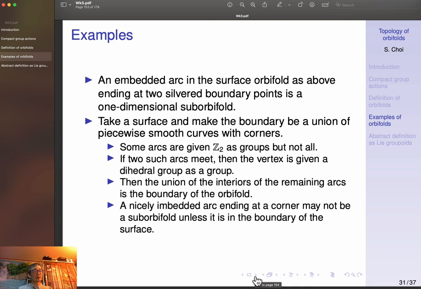A nicely embedded arc ending at a corner may not be a suborbifold. An arc ending at a corner may not be a suborbifold unless it is the boundary of the surface, or at least agrees with the boundary of the surface. That's because the inverse image has to be a smooth arc in the model neighborhood. In the model neighborhood, the inverse image of this arc has to be invariant under these actions. So that's why it may not be a suborbifold.